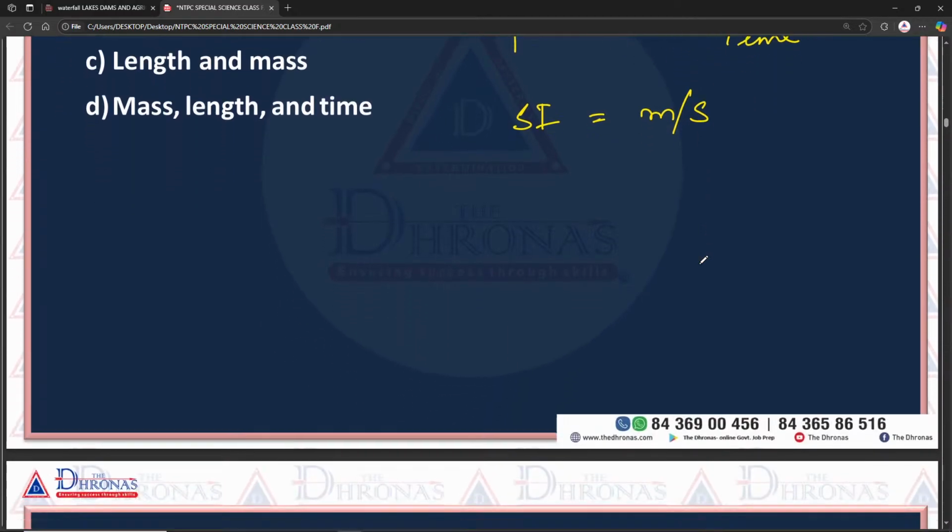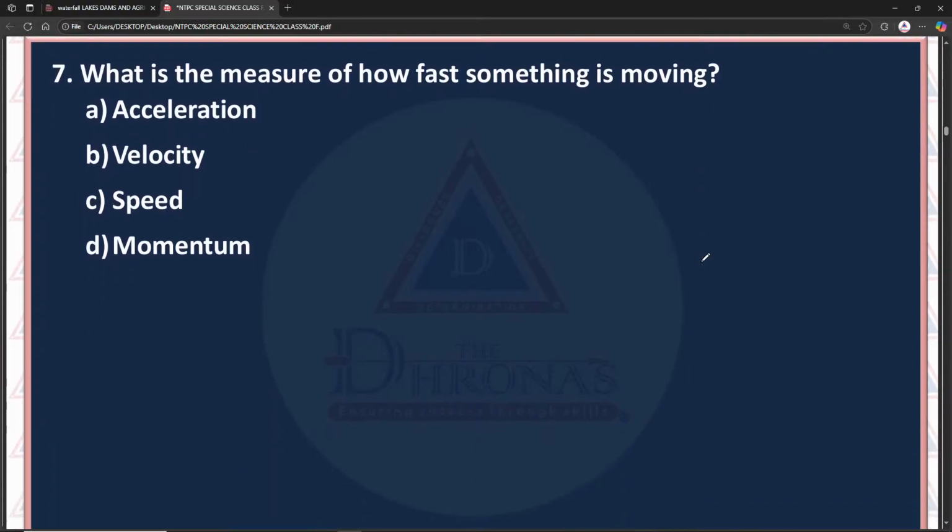Now moving on to the next question, question number 7. What is the measure of how fast something is moving?